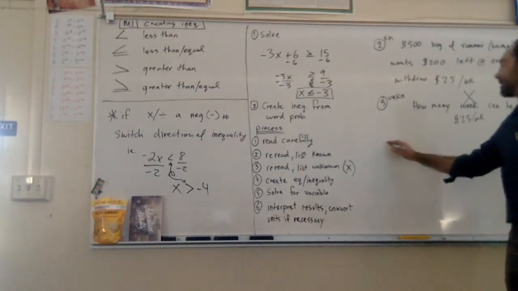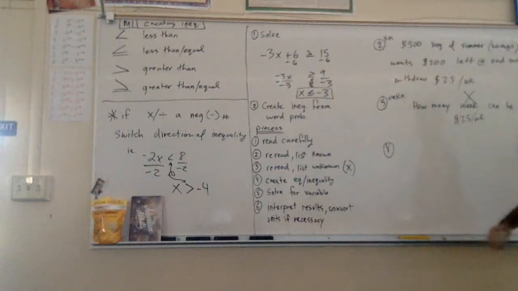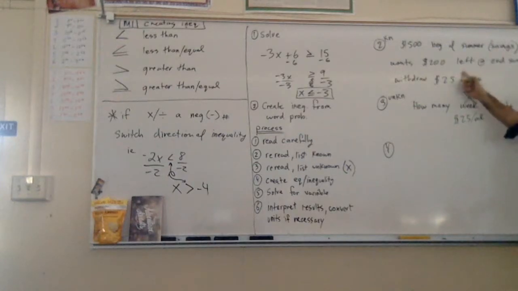Let's do number 4. We are going to create an inequality for this. Okay. Now, what do we want to end up with? $200. Just like if we were saving money, I'd put on this side of the equation or inequality the amount I wanted to save. In this case I want to end up with $200 left over, so I'm going to put 200 over here.